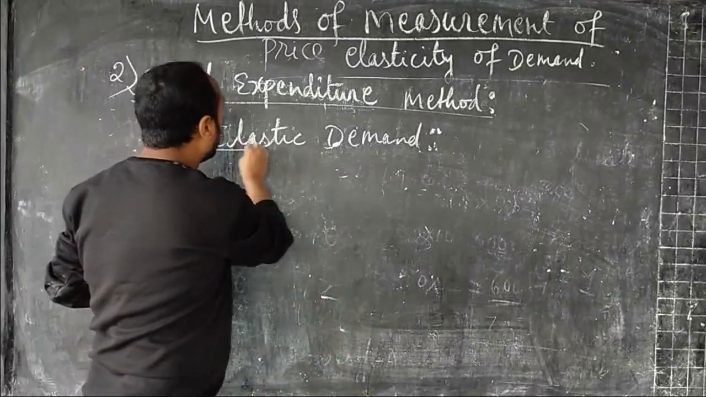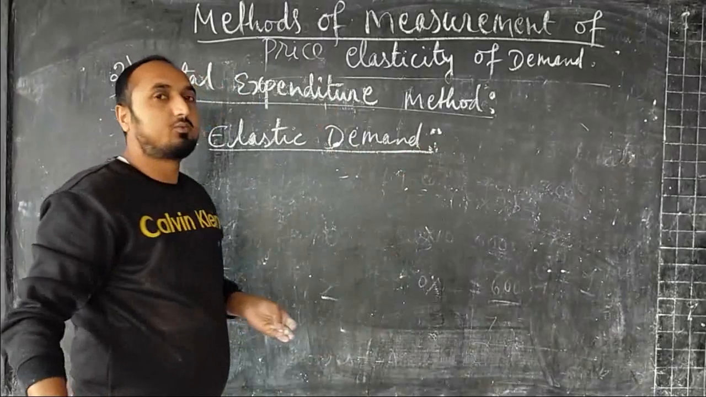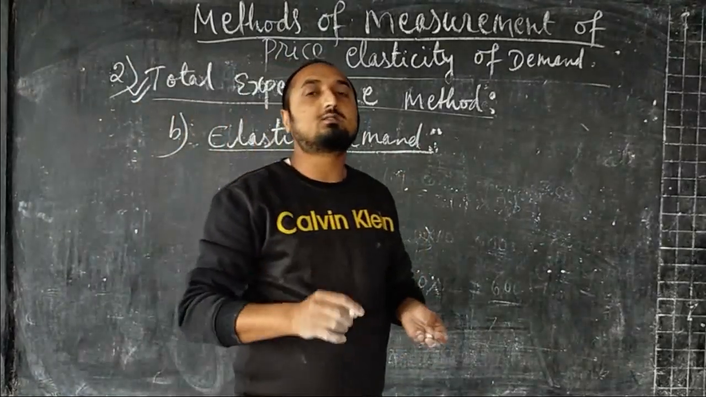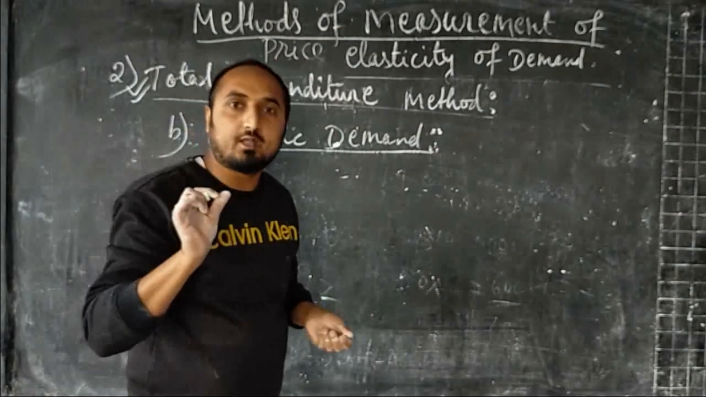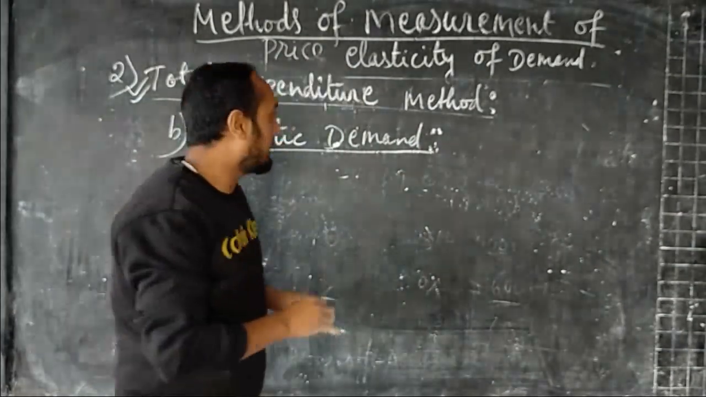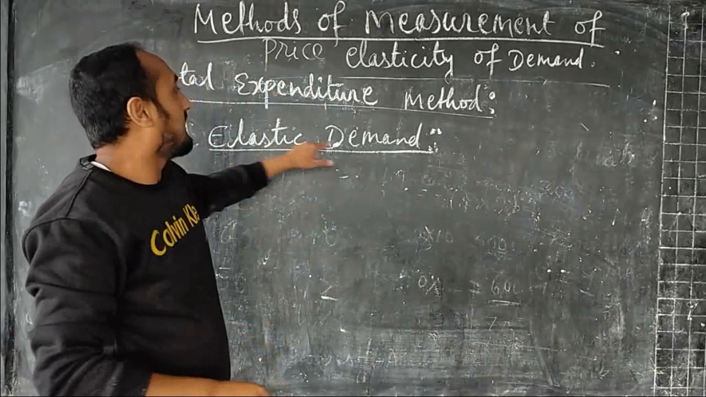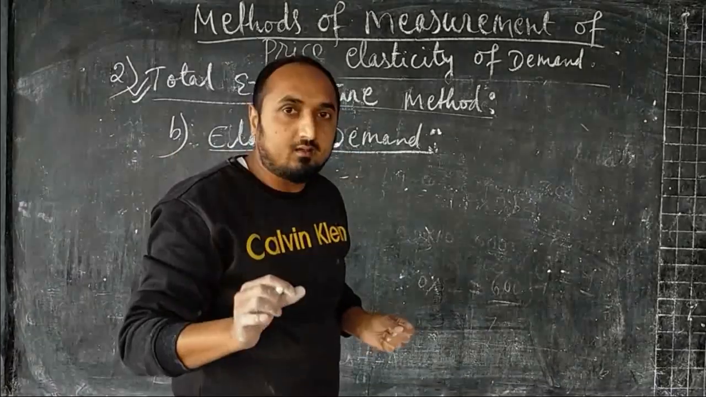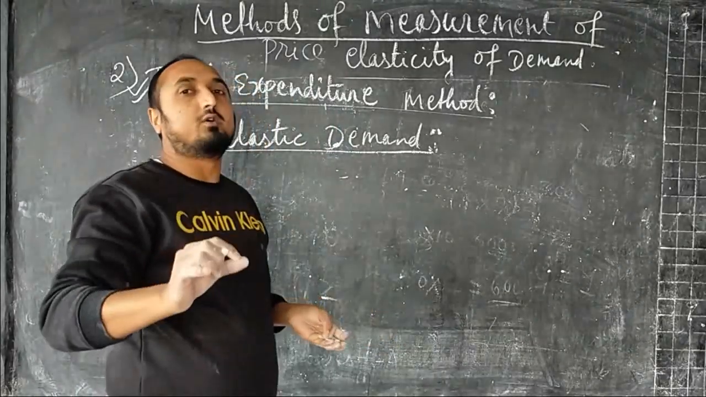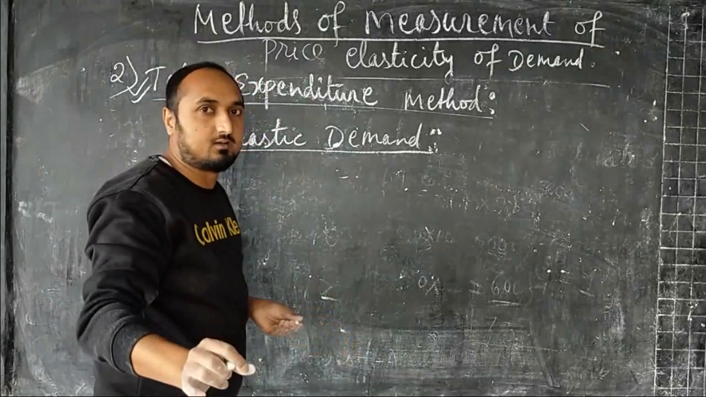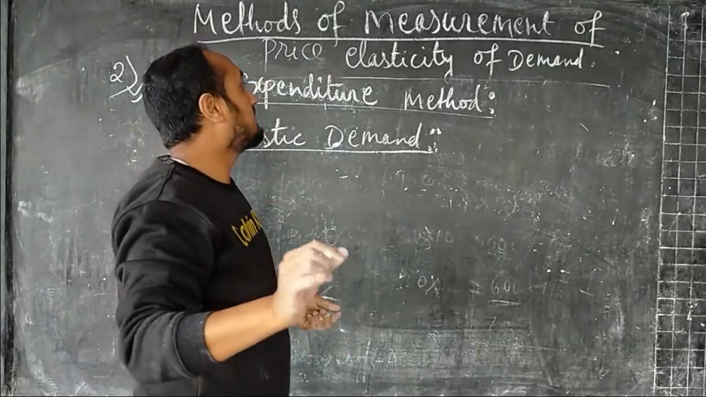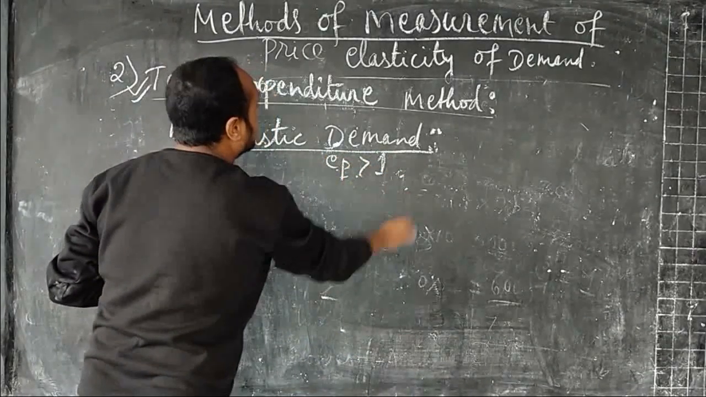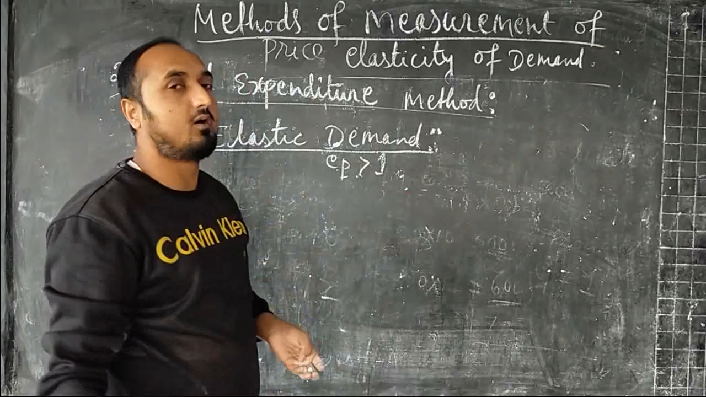Next we have elastic demand. When the fall in price of a commodity results in an increase in total expenditure, once again listen, in the case of elastic demand, when a fall in price of a commodity leads to an increase in total expenditure, then the elasticity of demand will be greater than 1, EP greater than 1. This can also be explained with the help of one example.